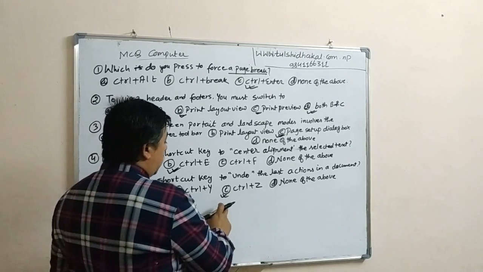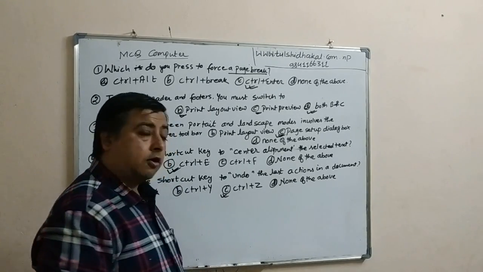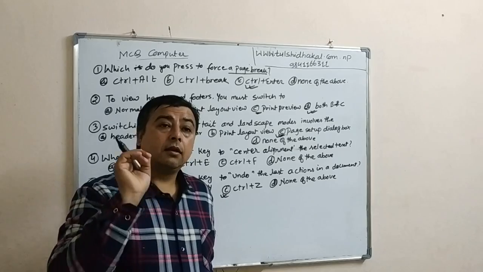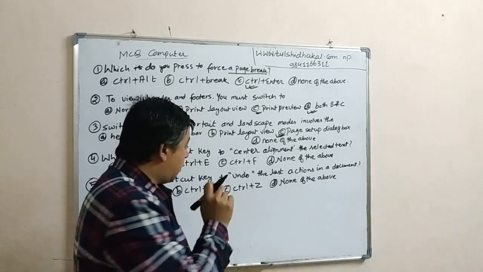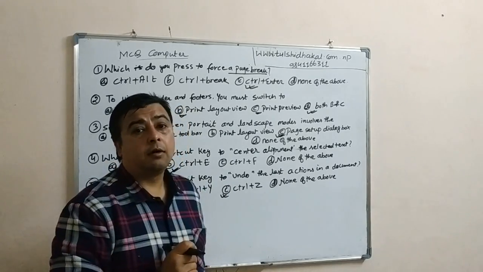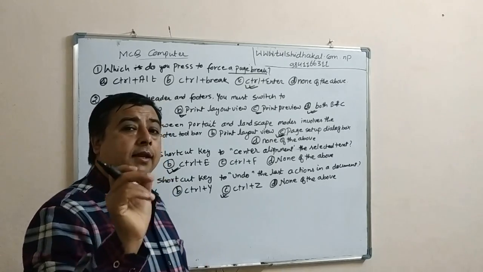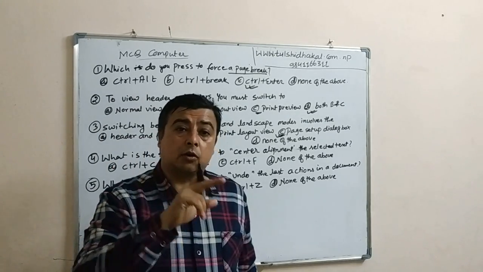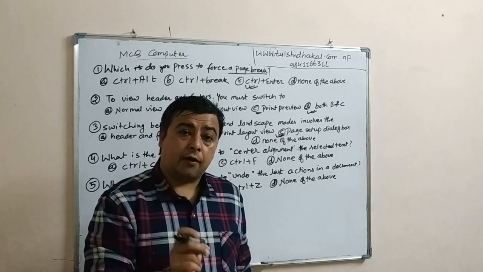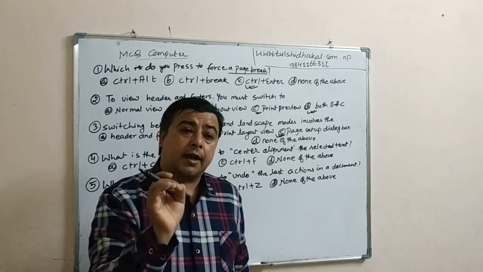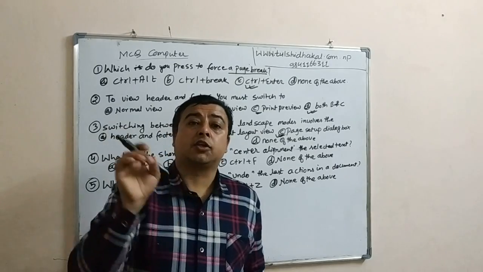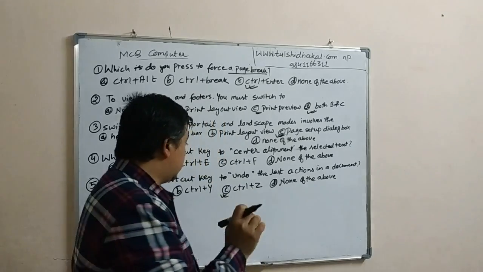Control Z is used for undo in Word and Excel. But in MS-DOS, Ctrl Z is also used to save the file. To save a file in MS-DOS, we press Ctrl Z or F6. Whenever we write some contents in a file, we press F6 or Ctrl Z in MS-DOS to save the file.